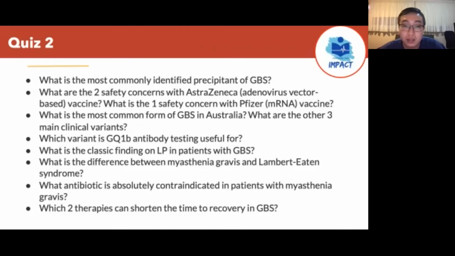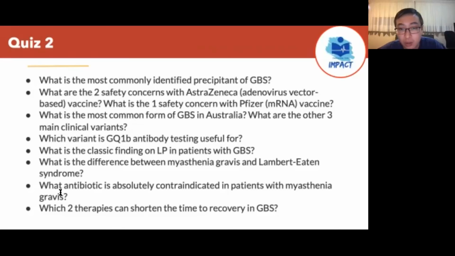The 3 other clinical variants are the 2 axonal variants and also Miller-Fisher syndrome, which can be diagnosed on GQ1B antibody testing. Classic finding is this albuminocytologic dissociation. The difference between myasthenia gravis and Lambert-Eaton we just talked about.